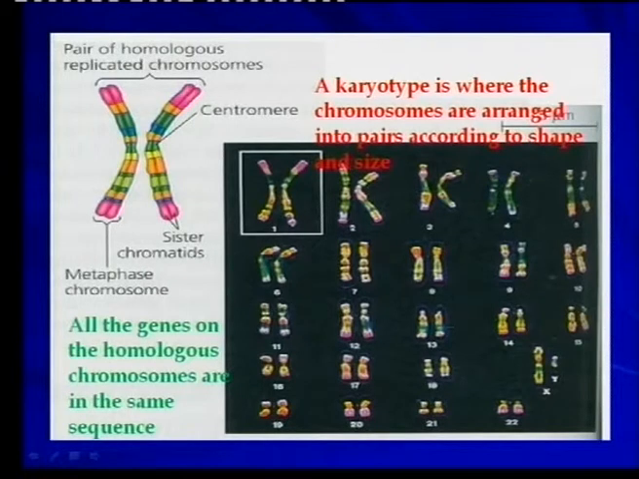Ja, julle het mos nou al 'n karyotype gesien. Remember we did a karyotype earlier when we did genetics, where we do a diagram of all the chromosomes. That means that they take a picture of a nucleus in a division stage, cut out the chromosomes and fit them together. Now, one chromosome from the father, one from the mother. This is a homologous pair.